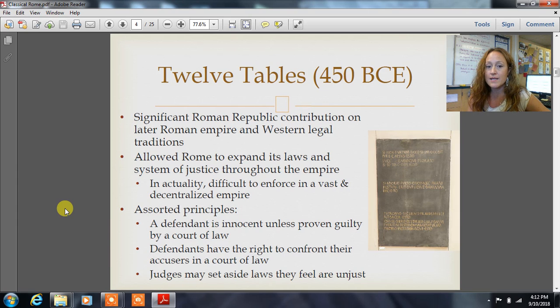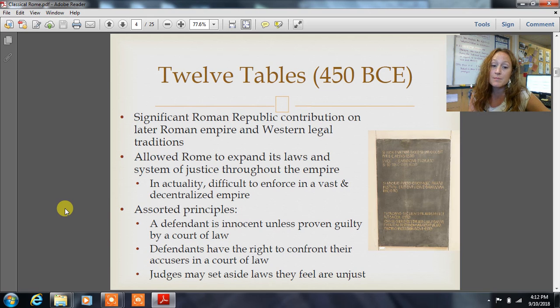In actuality, it's going to be difficult to enforce them across the whole empire, and what that means is it is also difficult to enforce them equally. Different territories had different judges, and different judges had different interpretations of the 12 Tables. So it was definitely a flawed system, but it set a very important precedent to have written codified law that could be enforced across the empire.